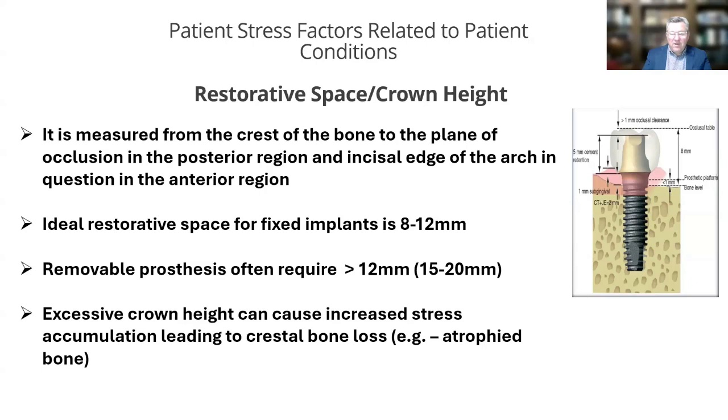Excessive crown height, on the other hand, can cause too much stress accumulation, leading to crestal bone loss. Because remember, we like longer implants because it distributes those forces into the bone better. Well, you're still going to get, your fulcrum is at the junction of the implant and the crown. So you're going to get movement there, which is going to cause osteoclastic activity and bone loss. Okay, it's going to resorb the bone at that micro area of the implant system. So it's very important that we prevent that from happening.